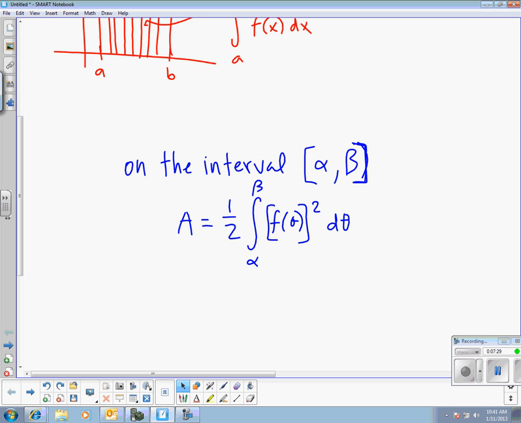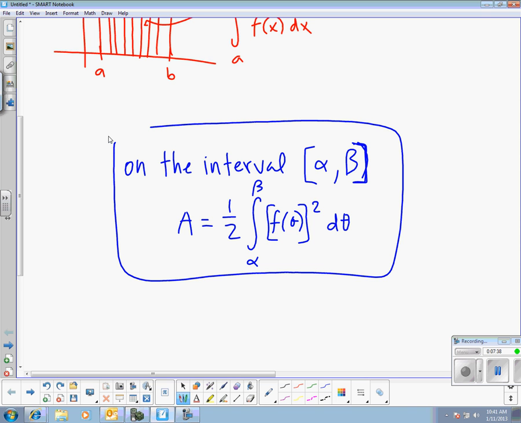You're going to have your function squared, integrate it, multiply it by 1/2. This is actually a pretty easy formula, and the use of it is not going to be that bad. A lot of times it's just going to be a calculator, and a lot of times it'll be stuff you can integrate fairly easily. So let's get an example.